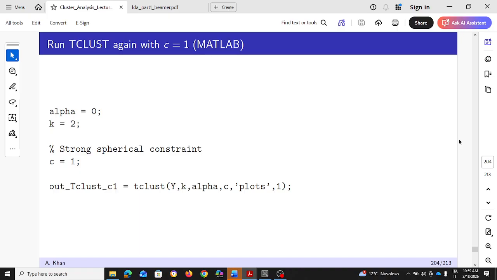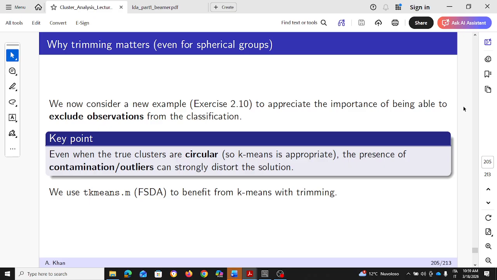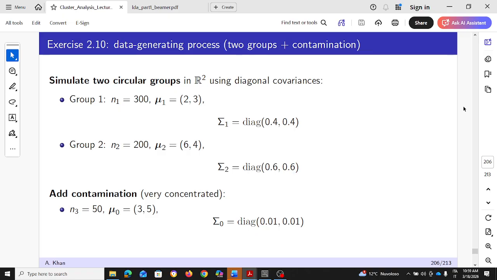Now, if you want to try this at home, alpha is equal to 0 again, but this time we choose C equal to 1. So it's the same, it resembles k-means. Okay, no problem. Now, let's see another example.